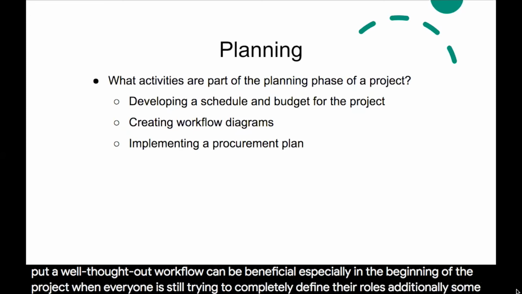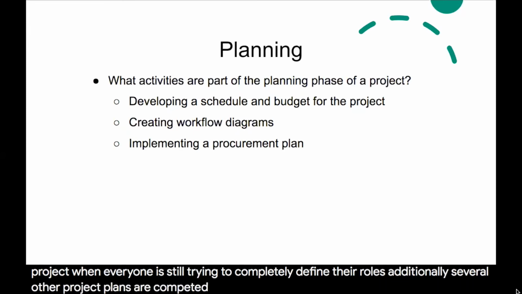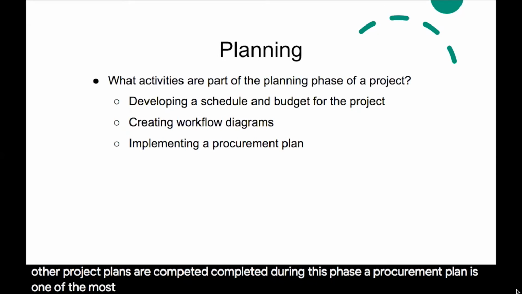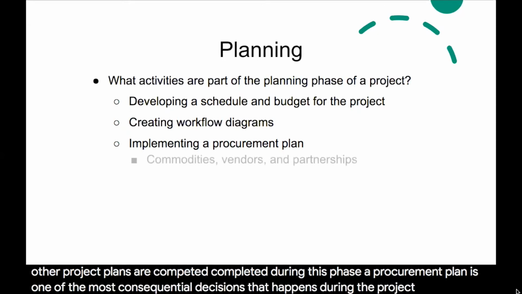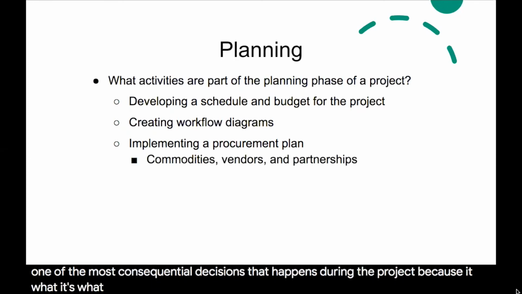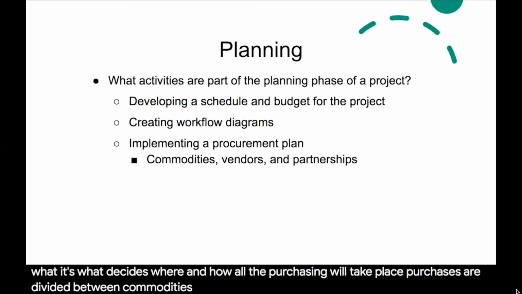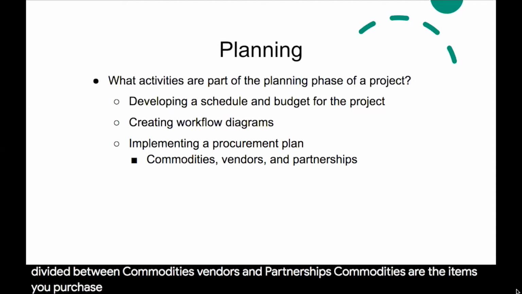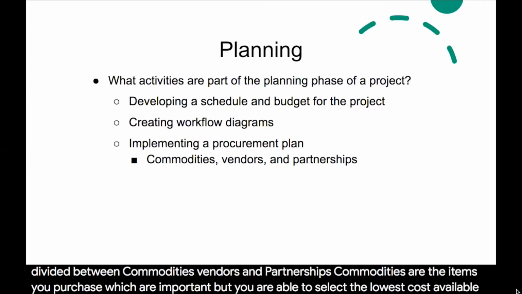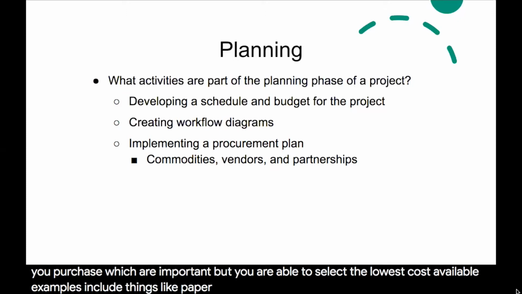Additionally, several other project plans are completed during this phase. A procurement plan is one of the most consequential decisions that happens during a project, because it's what decides where and how all the purchasing will take place. Purchases are divided between commodities, vendors, and partnerships. Commodities are the items you purchase, which are important, but you are able to select the lowest cost available. Examples include things like paper, office supplies, and furniture.